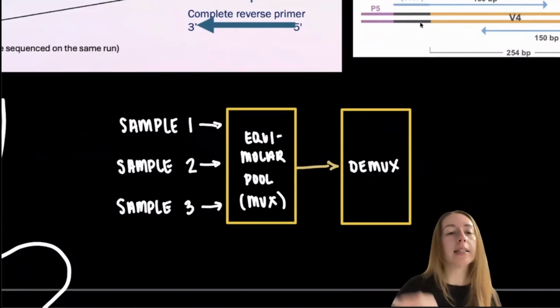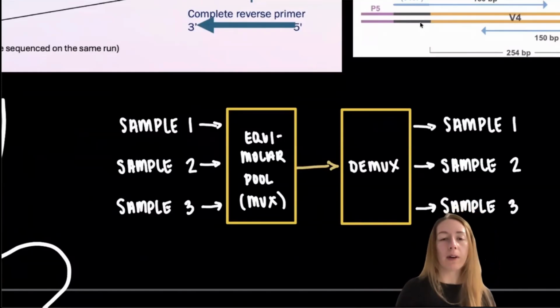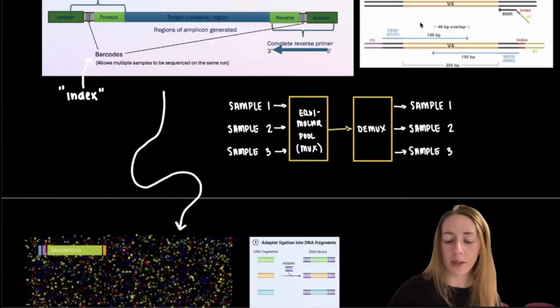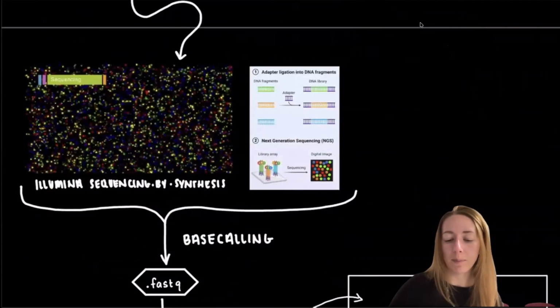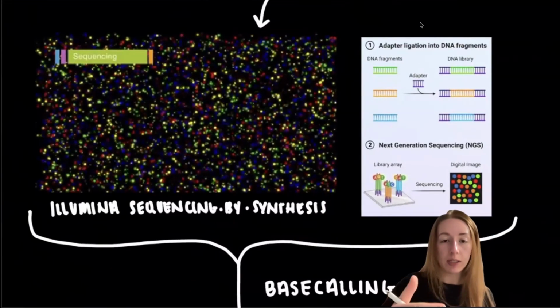And then we're going to demultiplex them later bioinformatically. What we find is that we're able to tease apart which sample has which reads, and then they'll have their own folders where all those reads go respective to their sample. This is kind of a visualization of Illumina sequencing by synthesis.